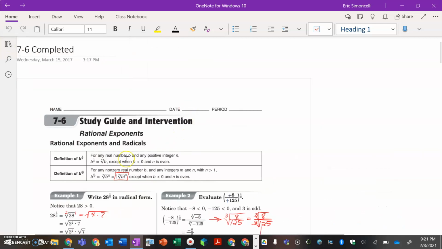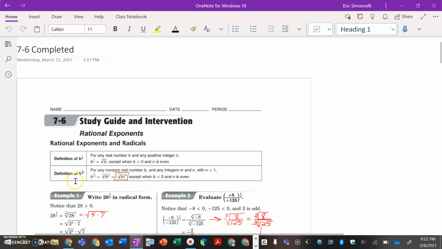So, rational exponents and radicals. As you can see, the definition to begin with of b raised to the 1 over n power states that for any real number b and any positive integer n, b raised to the 1 over n is equal to the nth root of b, except when b is less than 0 and n is even.